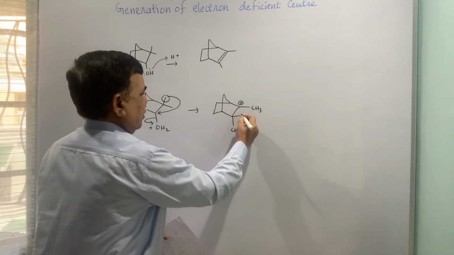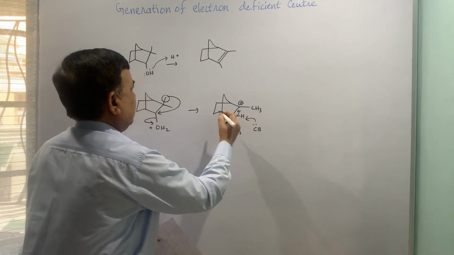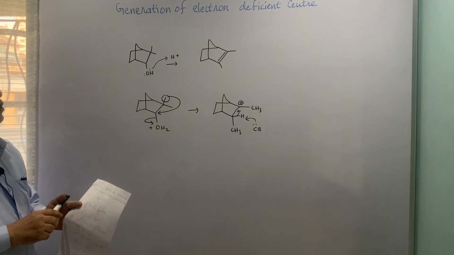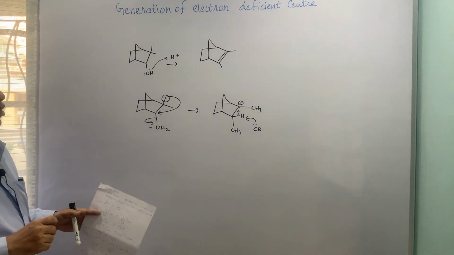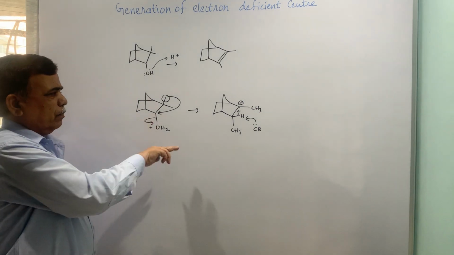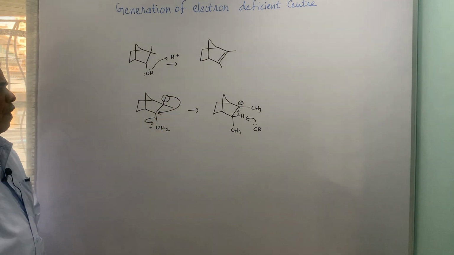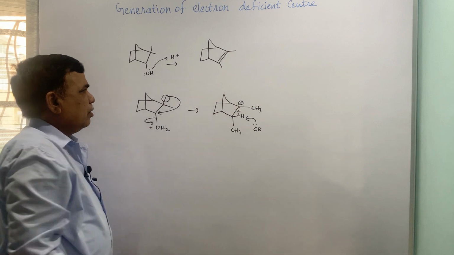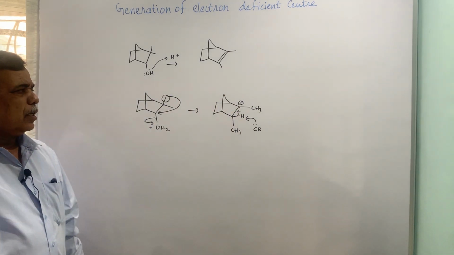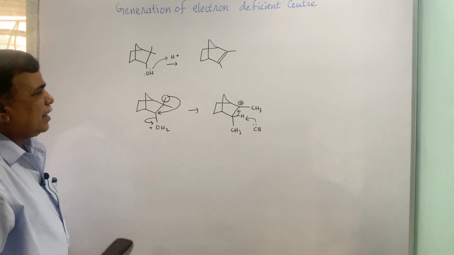The loss of proton to the conjugate base will eventually give you the tetra substituted alkene, the norbornene. So this is the overall mechanism. First is protonation, loss of water, then migration of methyl, so that is a 1,2-methyl shift, and then the loss of proton, which is possible through the involvement of the conjugate base, and that is how we get the rearranged product.